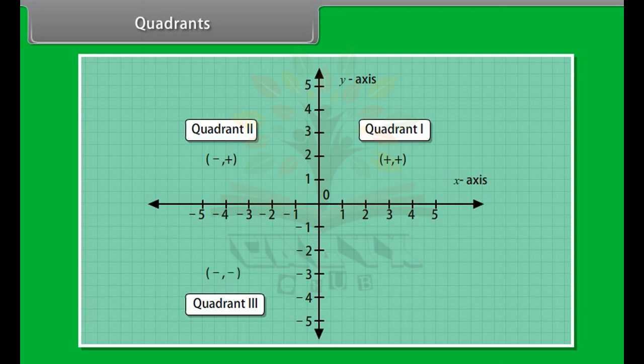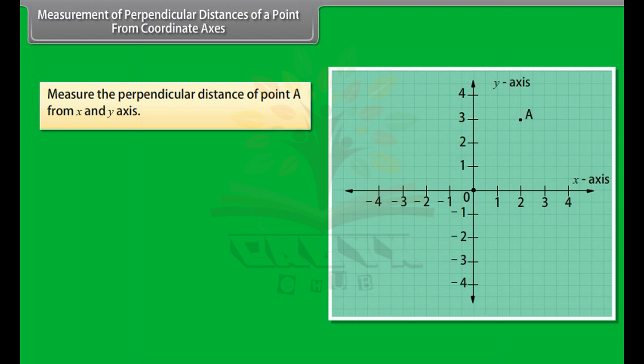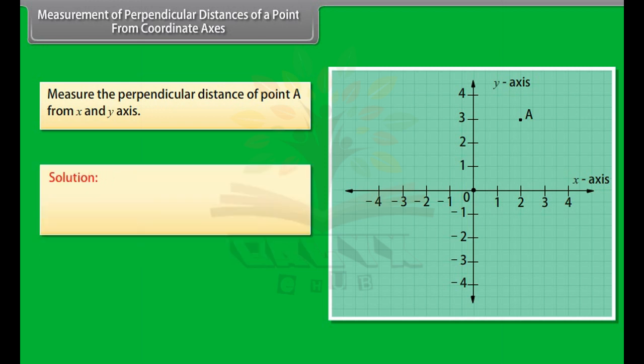Quadrants. The axis divides the plane into 4 quadrants. In quadrant 1, x and y are positive. In quadrant 2, x is negative but y is positive. In quadrant 3, x and y are negative. In quadrant 4, x is positive but y is negative.